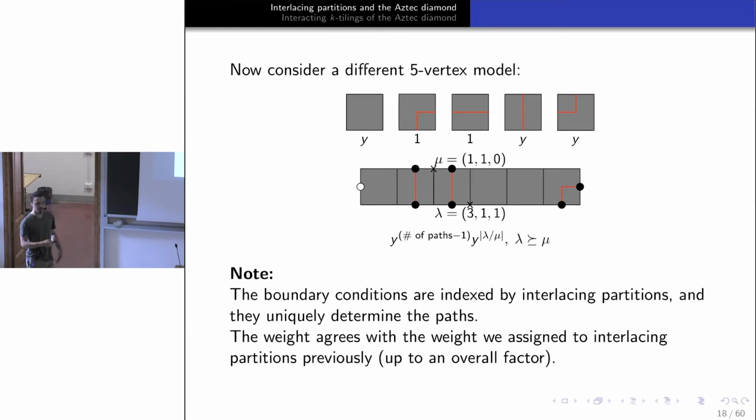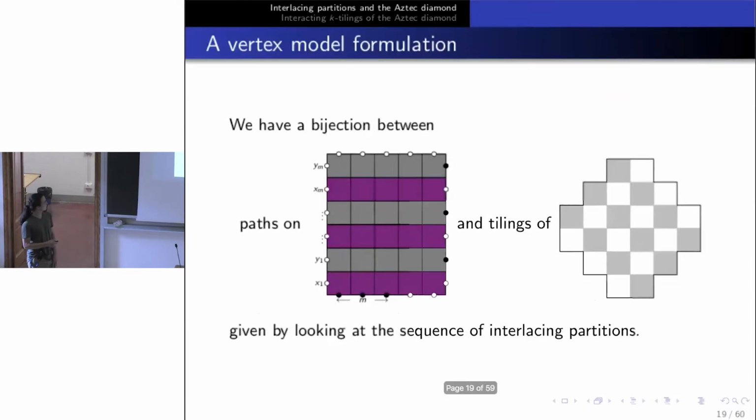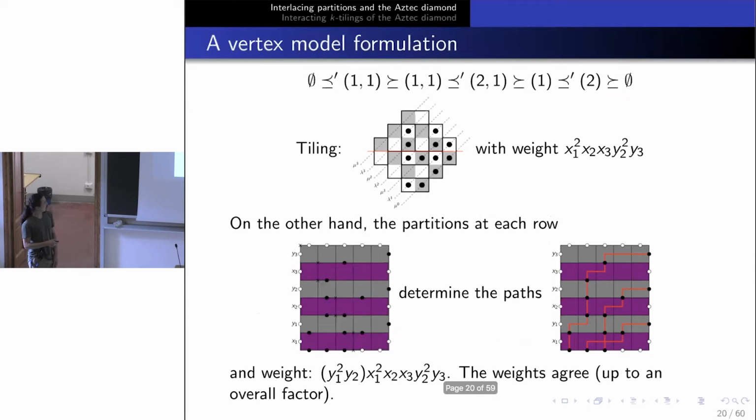All right, so those are our 5 vertex models. Now we have a bijection between paths on this and tilings of the Aztec diamond by going through this sequence of interlacing partitions. So given a tiling, we can assign particles like we did before. This will give us some sequence of interlacing partitions.